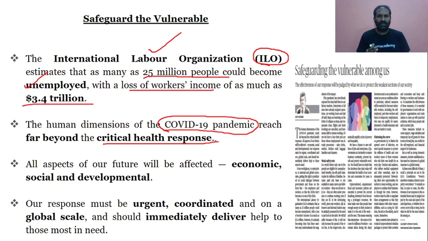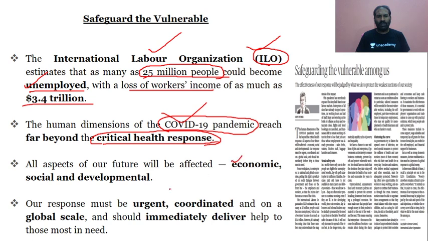And once the economic crisis is slowly bubbling up, it is emerging, it is starting, and that is going far beyond the critical health response. So the need of the hour is the health crisis, followed by the economic crisis. Because of the health crisis, there are 25 million people who would be unemployed as per ILO, and that would create a lot of impact on the unemployed individuals. All aspects of the future will be affected because of the unemployment, because of the COVID-19 pandemic.